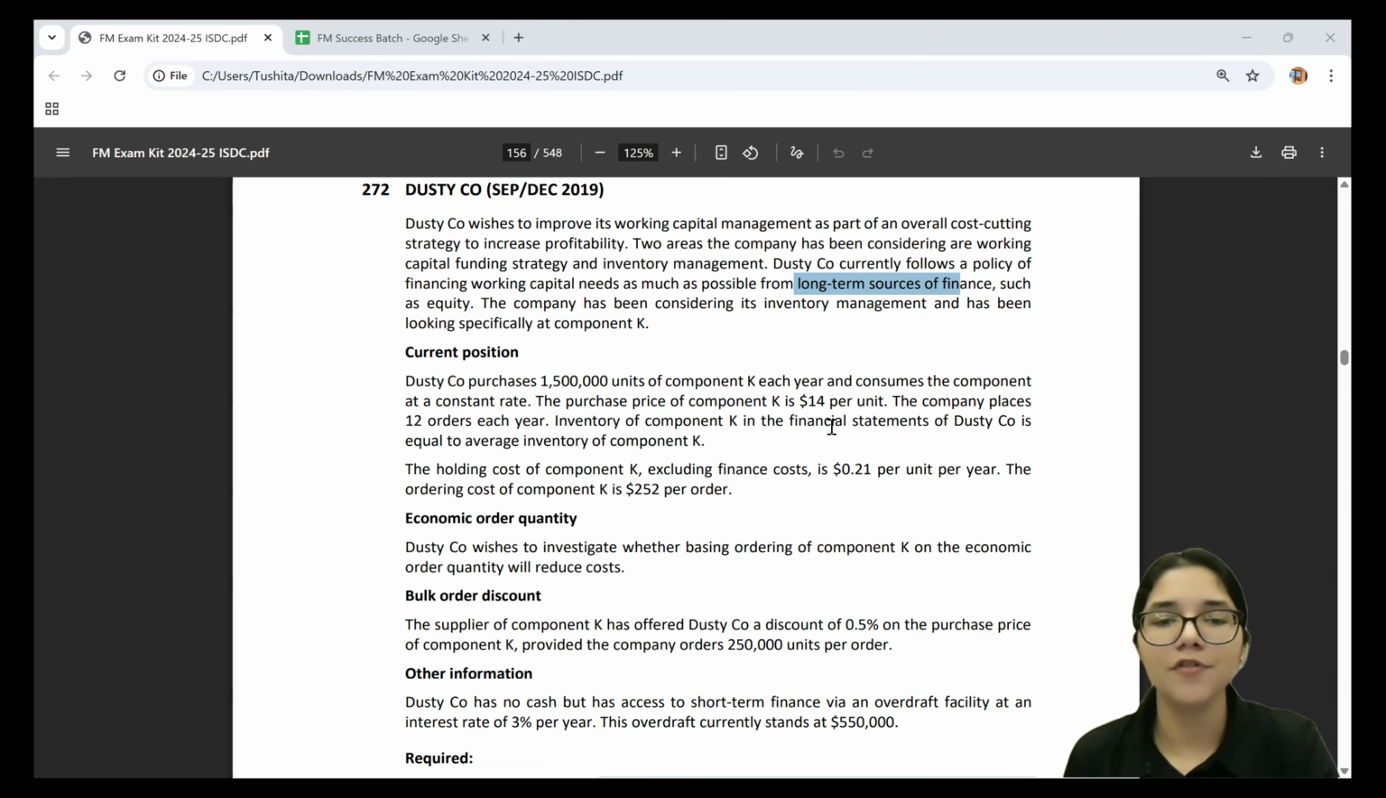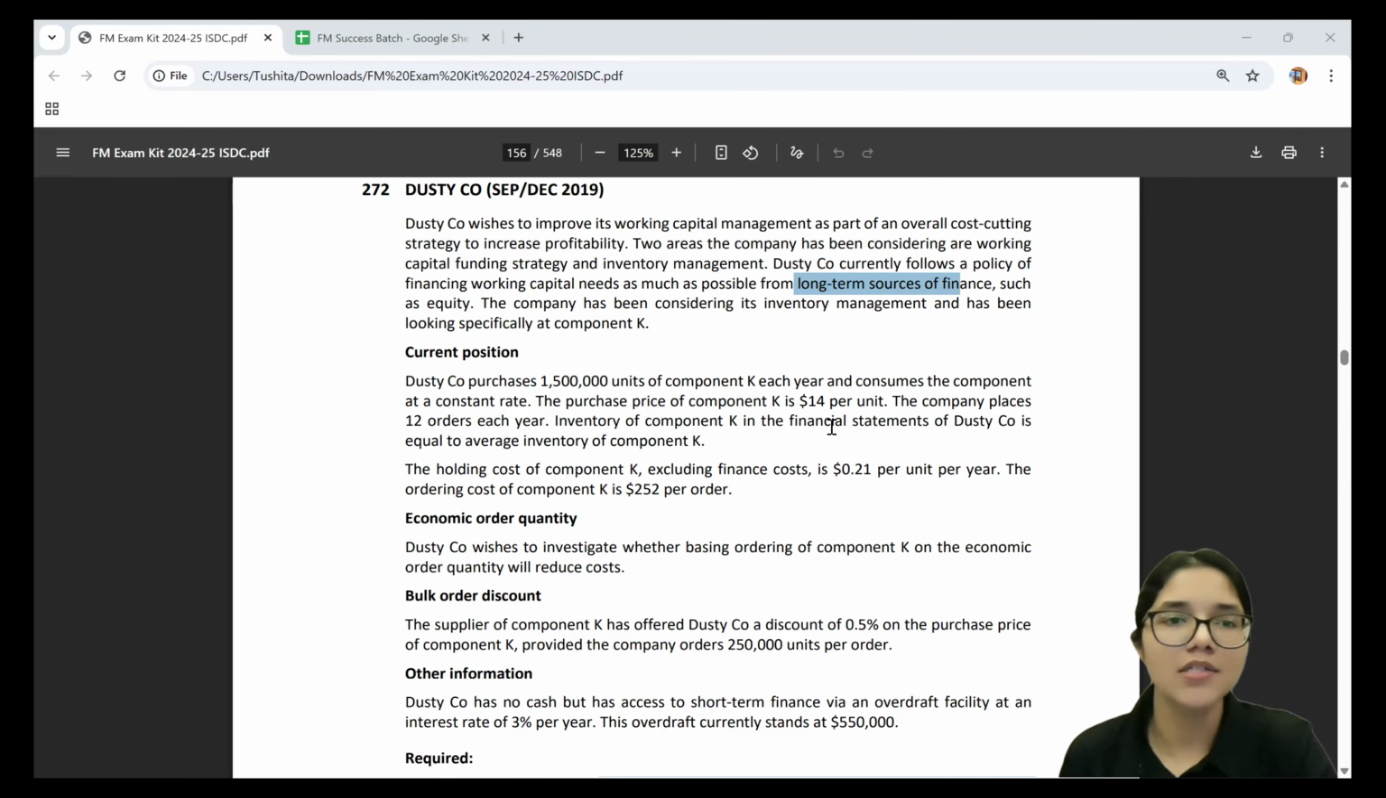The holding cost of component K, excluding the finance cost, is 0.21 per unit per year. The cost of ordering a component K is $252 per order. So as many orders as I place, this is the cost that I have to pay for placing one order. The more the orders, the more I will multiply with the number of orders.